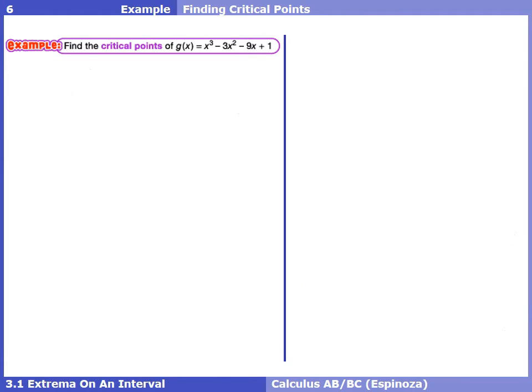Okay, so let's practice finding critical points. But now we're not going to have any graphs to just try to identify them. We're going to have to use some math to find the actual x value where we have critical points. So here we have our function g, and we need to find critical points. How do we start by finding critical points? Well, we know the derivative is very important. The derivative at critical points is either 0 or undefined. So we definitely need a derivative.